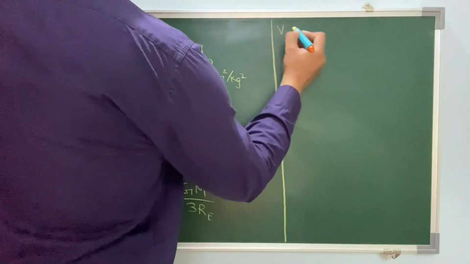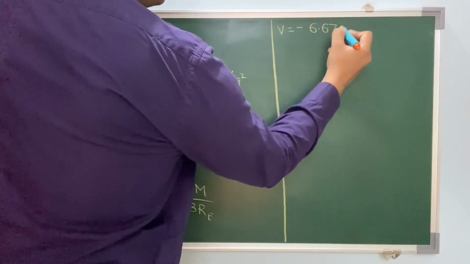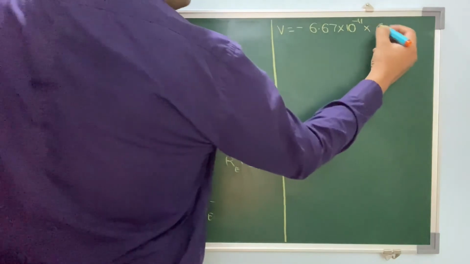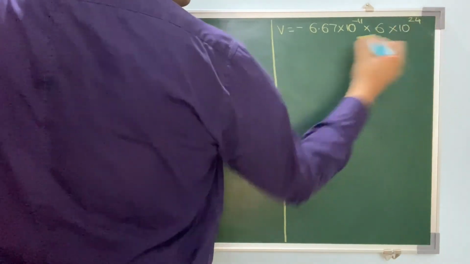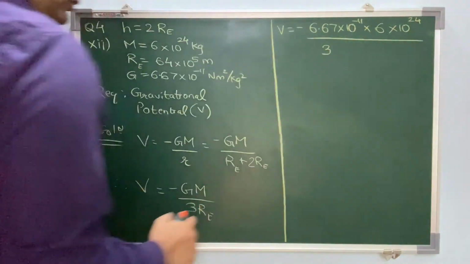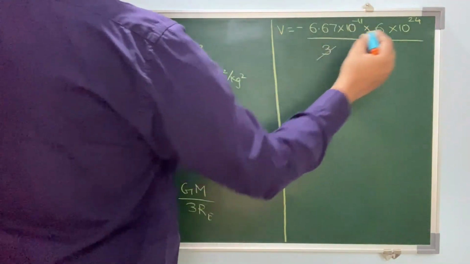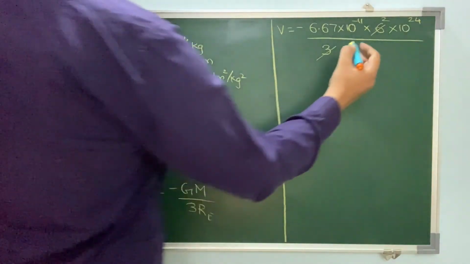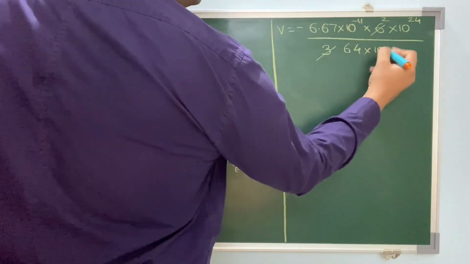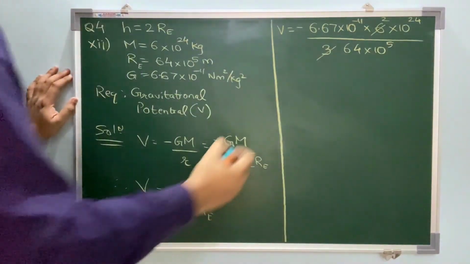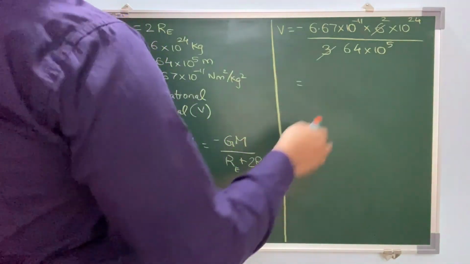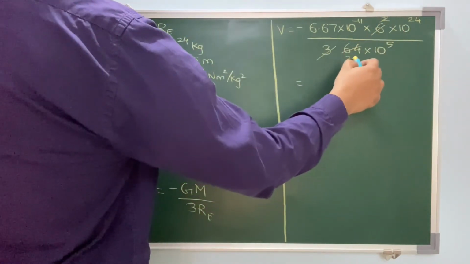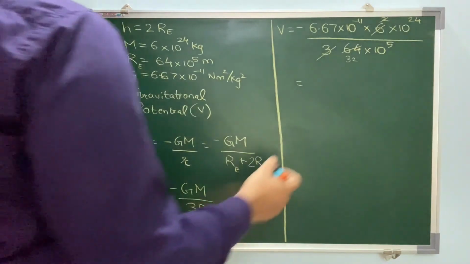So we will get 6.67, capital M is 6 into 10 raised to 24, times 3, but I can just divide these two and say 3 2s are 6, times RE, and RE is 6.4 into 10 raised to 6. So what remains now is, if you want, you can just divide these two also. 2 and 6.4 will become 3.2. Right? 2 3s are 6.